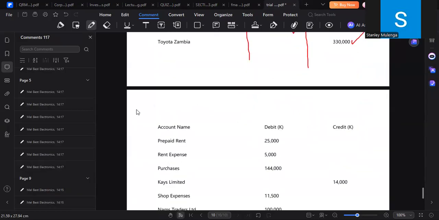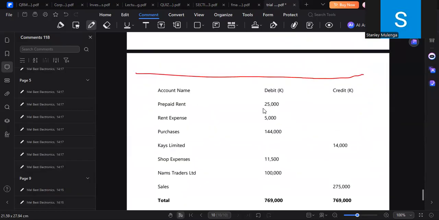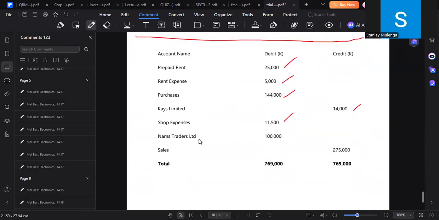Okay. Then you do the same on the prepayment. By the prepayment, 25,000 expenses, rent, you balance them up. Our purchases, K is limited is our creditor. Our shop expenses are debited. NAMS was our debtor this side.